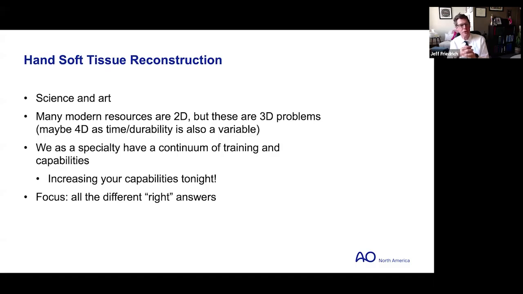And so we humbly hope to increase your capabilities tonight, at least in terms of contrasting some of these different options. And so our focus tonight is going to be on all the different right answers, and that's also some of the beauty of soft tissue reconstruction, is there's no single right answer. I guess there may be some wrong answers, but those are far less frequent than the number of right answers that we can conjure up for different reconstructions.